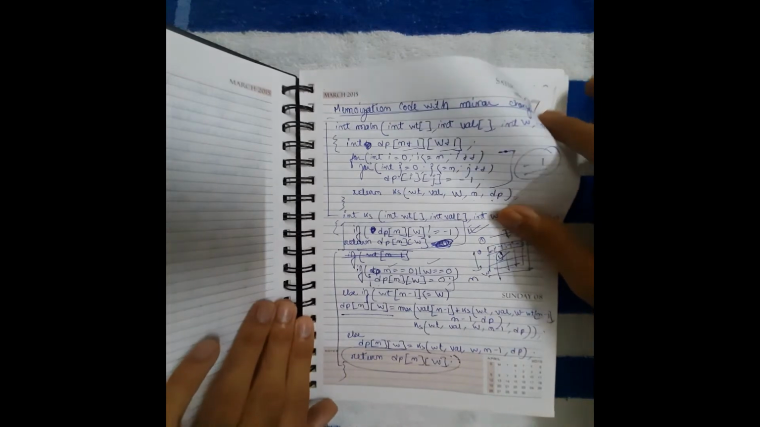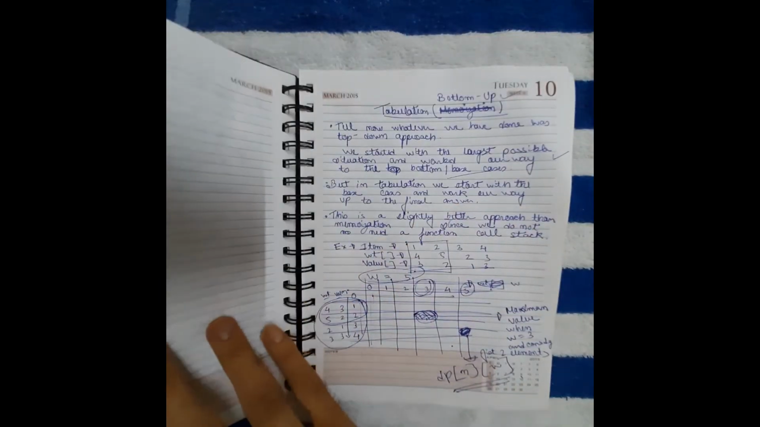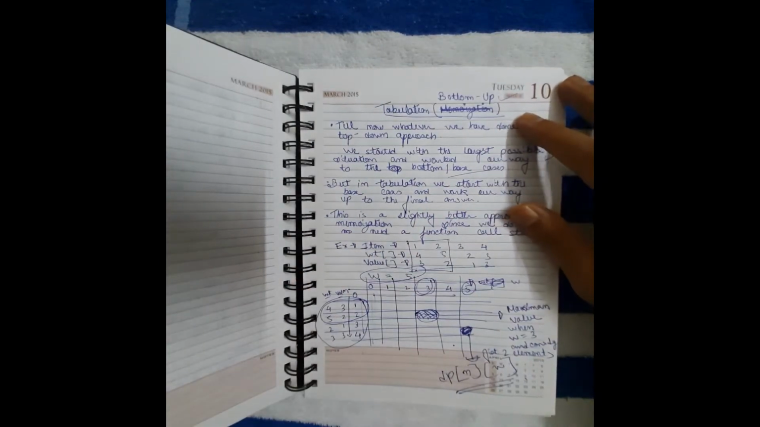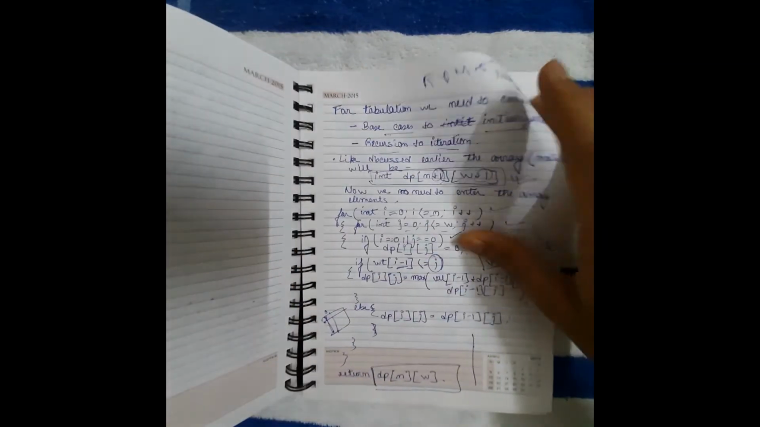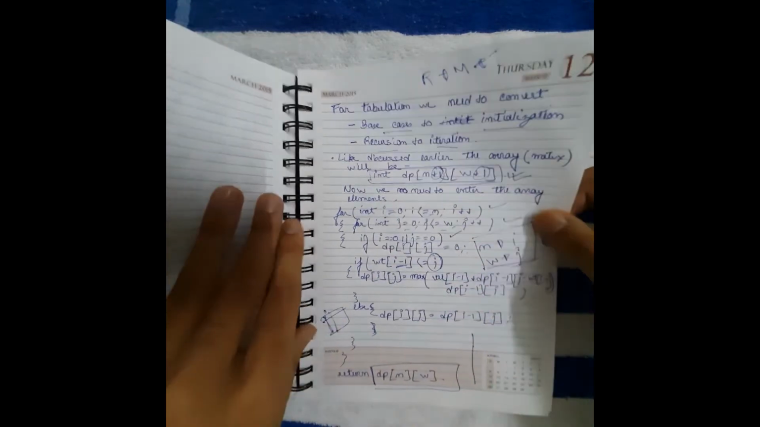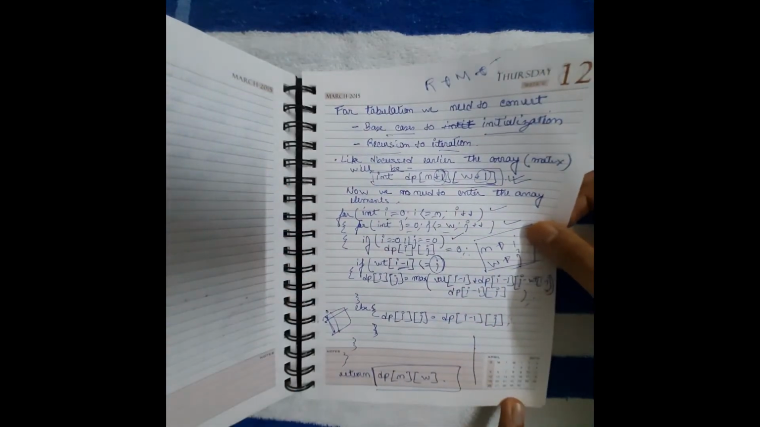So once we got the dynamic programming solution, we further improved the solution using tabulation, which is a bottom-up approach, and we formally created the code. So this is all that was done last day.